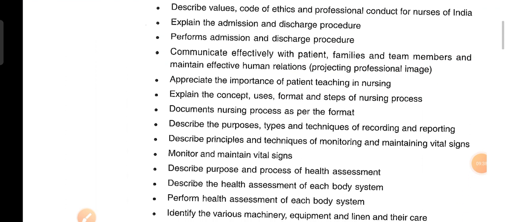Okay, so now describe the purposes, types and techniques of recording and reporting. You are able to describe what the purpose of reporting and recording is, how many types there are, and what the techniques of recording and reporting are.